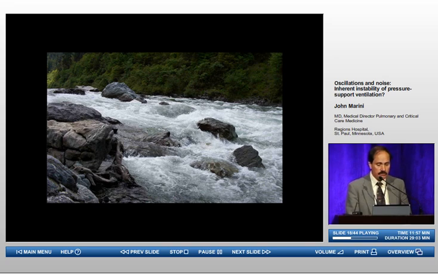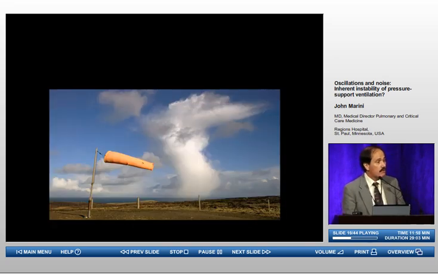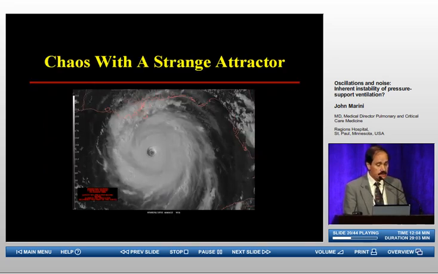So whether we're talking about flowing water or the atmosphere, talking about the weather, this being Katrina, this looks rather organized, but it is a chaotic environment with what's called a strange attractor. You can think of it that way.